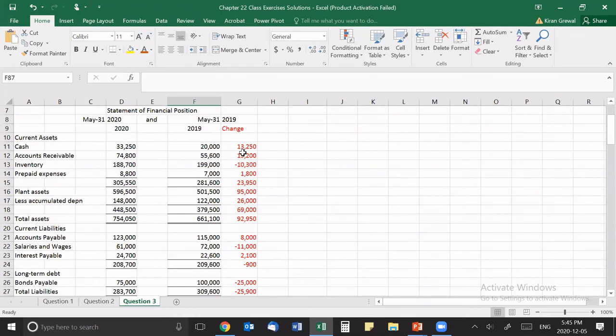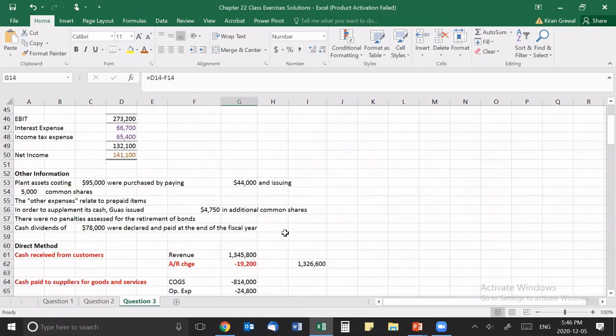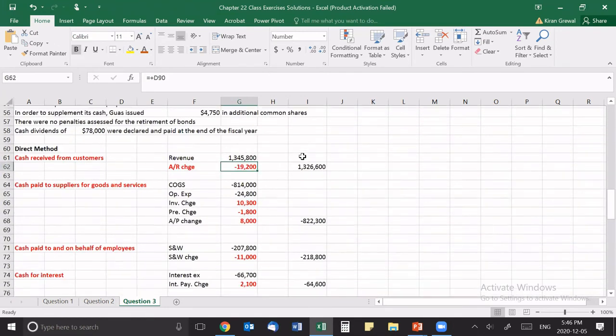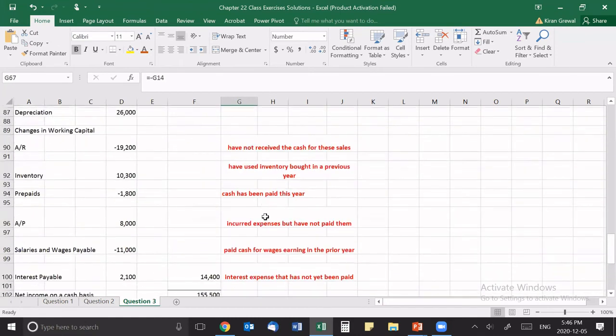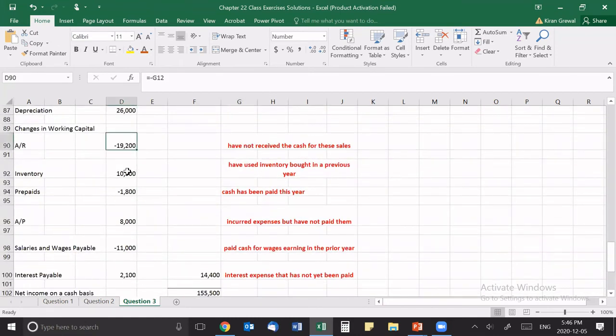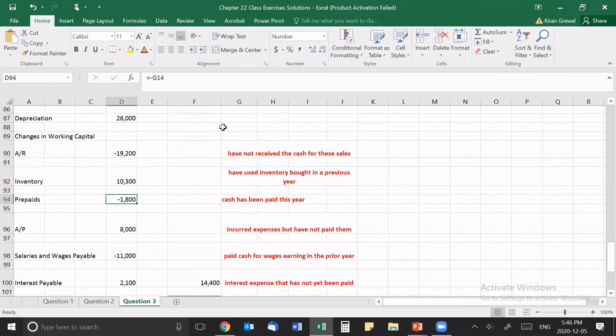Okay, so we're going to go back here. Our three current assets are going to be adjusted. So we talked about why we add and subtract. So basically the 19,200 we're going to deduct. The inventory we're going to add. Prepaid expenses we're going to deduct. So basically what we did for the direct method, whether we add or subtract, whether we deduct or add, we're going to do the same thing. Right? So deduct the AR, add the inventory, deduct the prepaid expense.